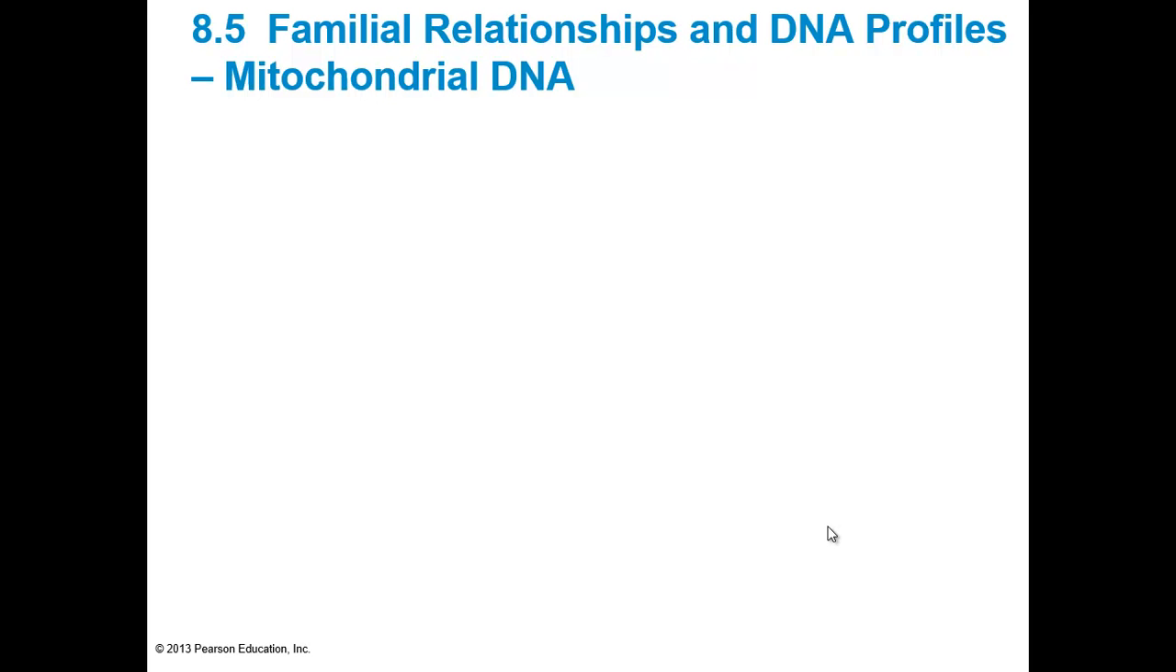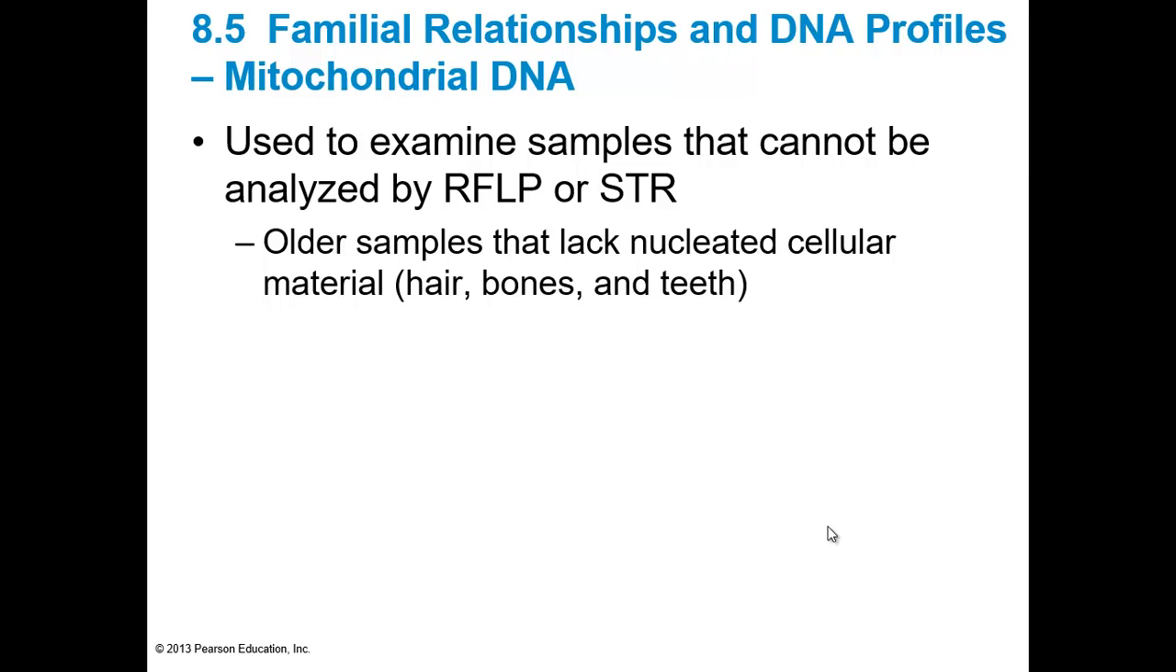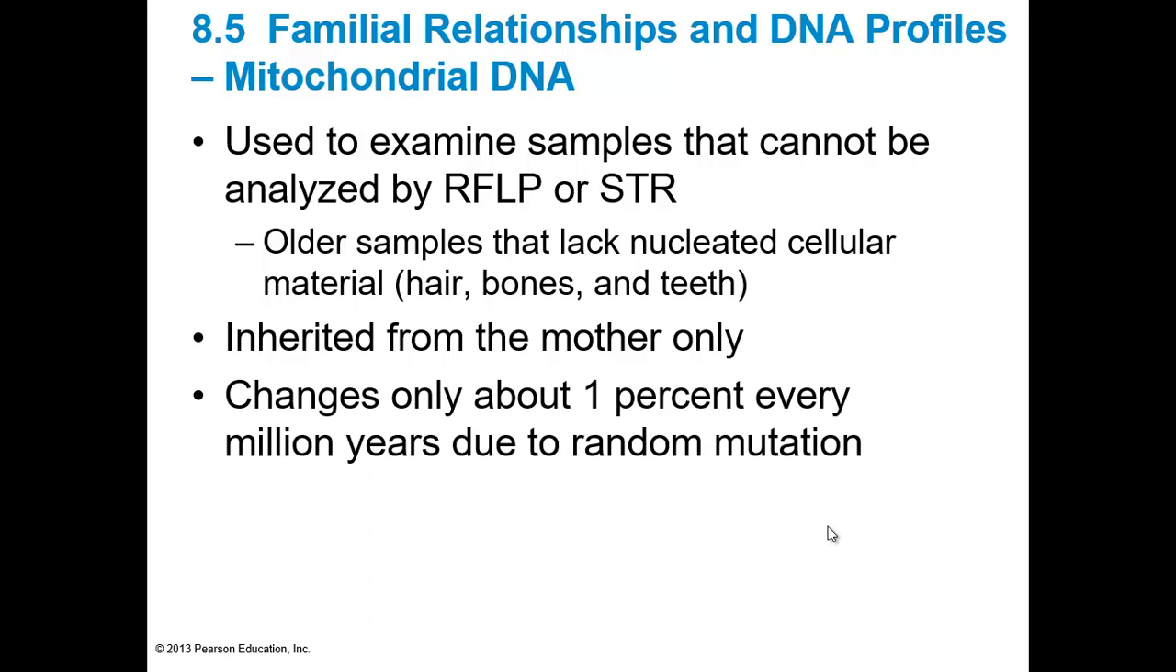Also, you can use mitochondrial DNA for familial relationships. If you can't use RFLP or STR because you can't get a nuclear sample, say if your material is hair, bones, or teeth, then you can't get nuclear DNA from that, so you'd have to do mitochondrial DNA. Then you can only establish maternity. You can't establish paternity because mitochondria are obviously inherited from the mother only. And the changes are very, very low, so this is a high fidelity type of test.